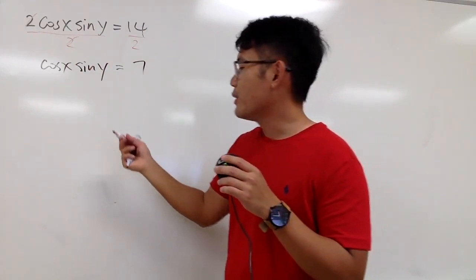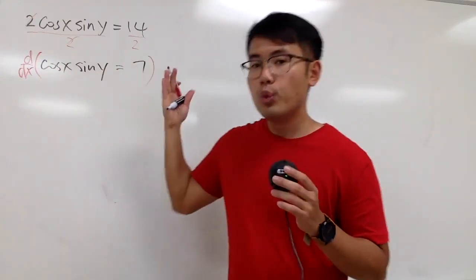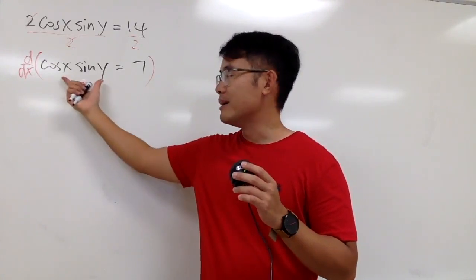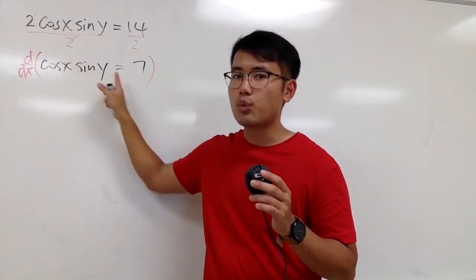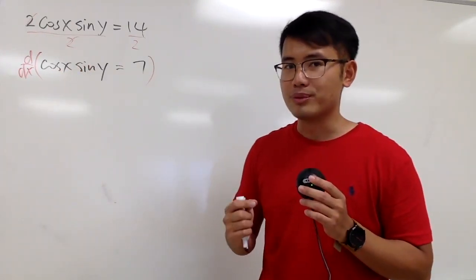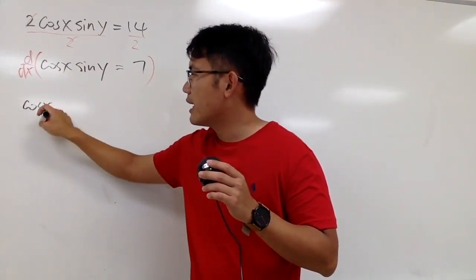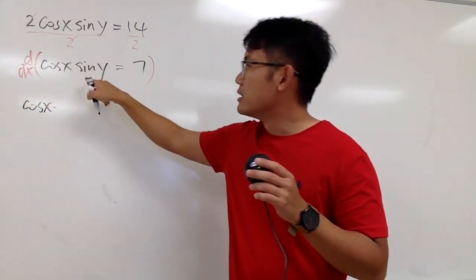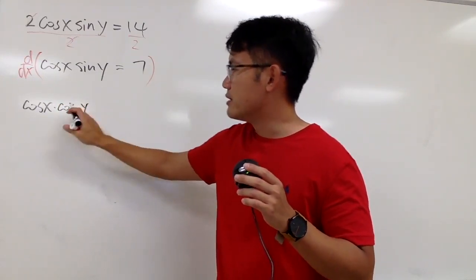From here, we can go ahead and put down d/dx to represent that. We are taking the derivative with respect to x. However, on the left-hand side, we have to do it carefully, because this is cosine x times sine y. To take the derivative of a product, be sure we use the product rule. We are going to first keep the first function, so that's cosine x, and then we multiply by the derivative of the second. Derivative of sine is cosine, and we keep the input the same.